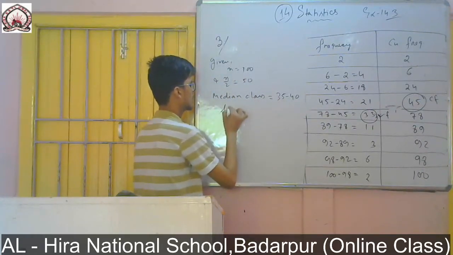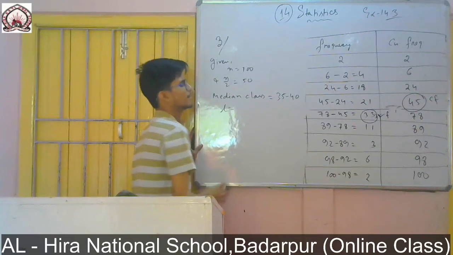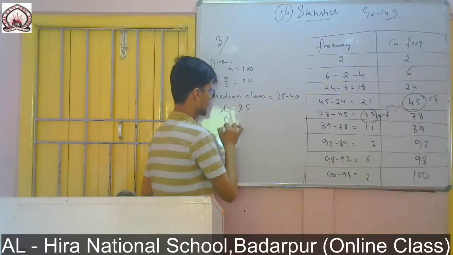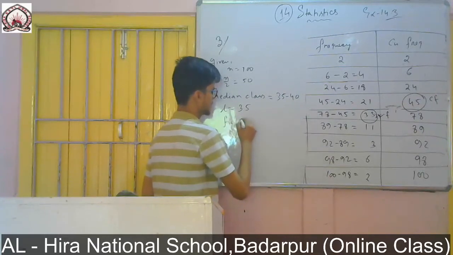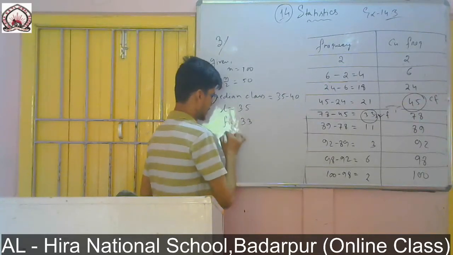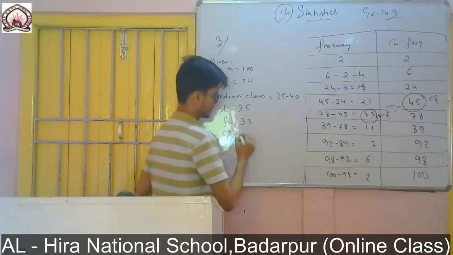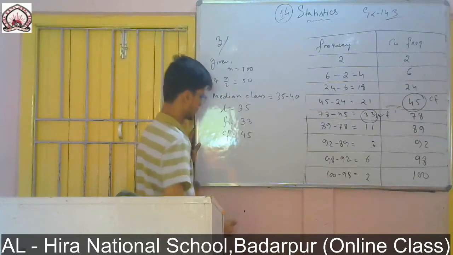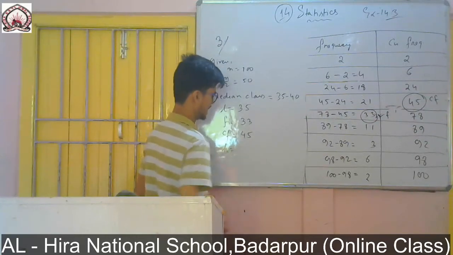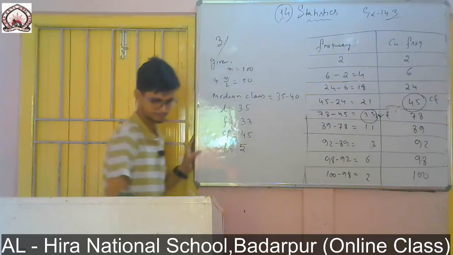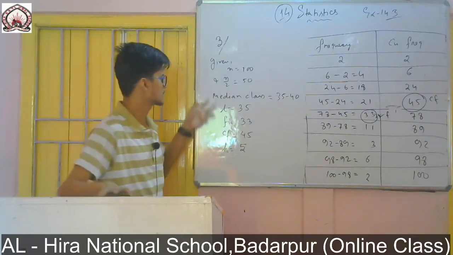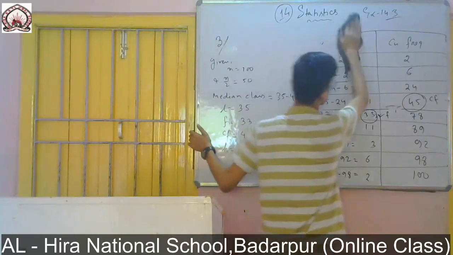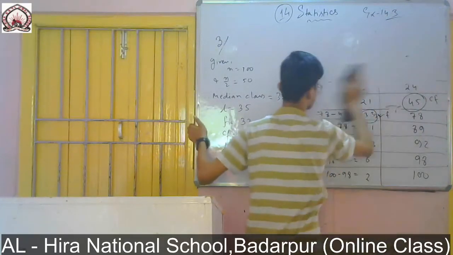So lower limit, you write it in full: lower limit of the median class is 35. Then frequency of the median class is 33. Then cumulative frequency is 45, you see here. And class size h is equal to 5. So now I have got the things that I need. Now I will simply put these in the formula. We know the formula for finding the median.